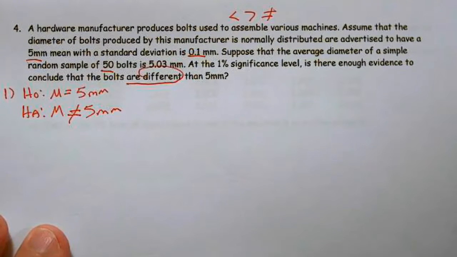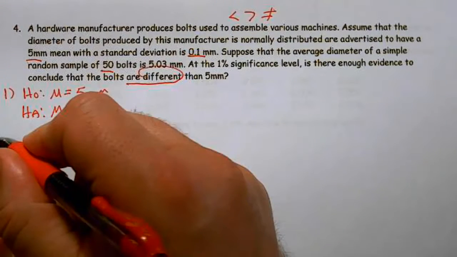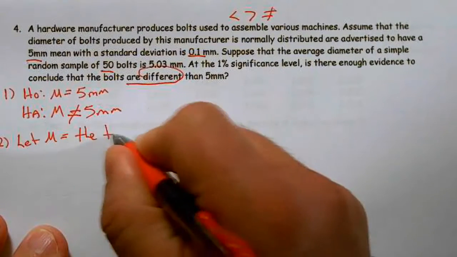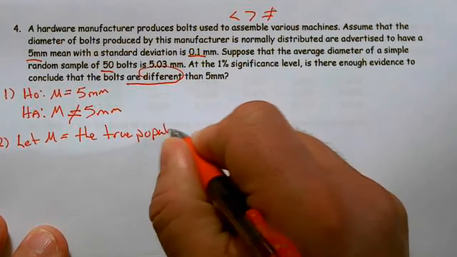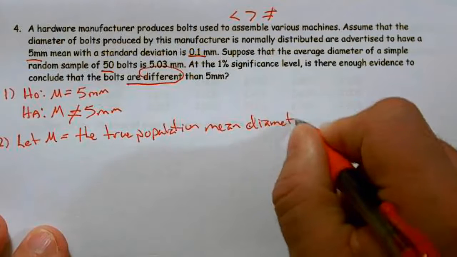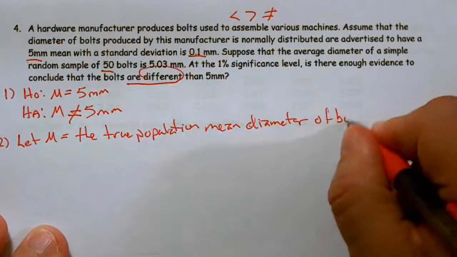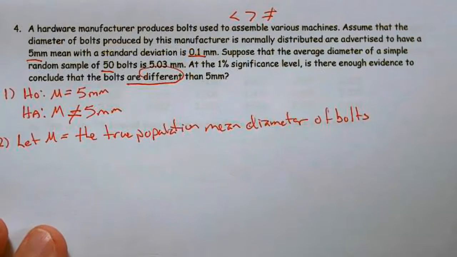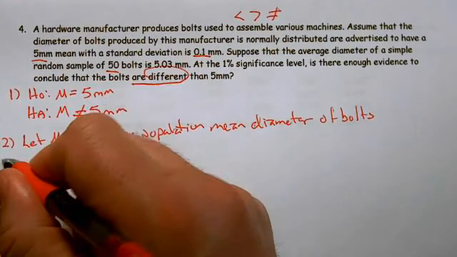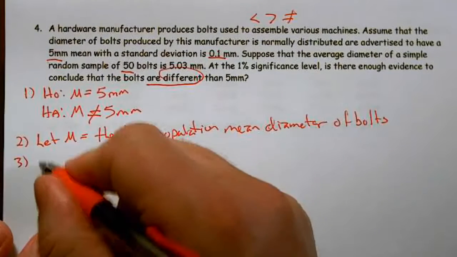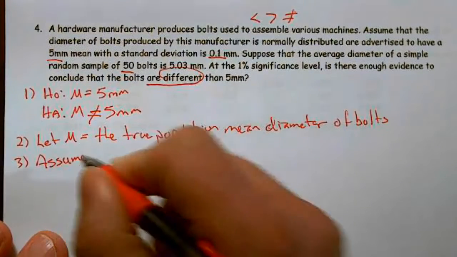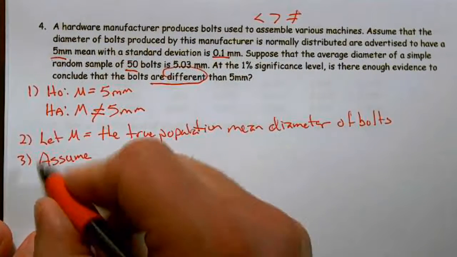The next thing we need to do is define the parameter in context. So number 2, let mu equal the true population mean diameter of the bolts. Technically they're in millimeters, but we're going to say let mu equal the true population mean diameter of the bolts. They said a random sample was taken. They also mentioned that it was normally distributed, and we're just going to go ahead and say that the assumptions or the conditions are assumed to be met. So we just write assume.